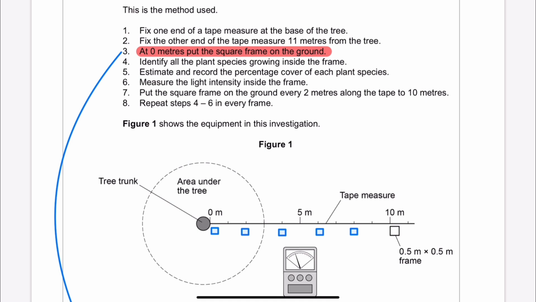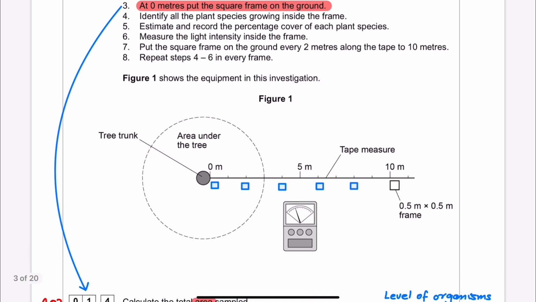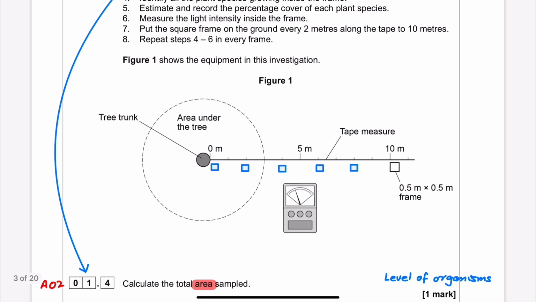Put the square frame on the ground every 2 meters along the tape to 10 meters. Repeat steps 4 to 6 in every frame. Figure number 1 shows the equipment in the investigation. Calculate the total area sampled. If you look here in the diagram, it is very clear.